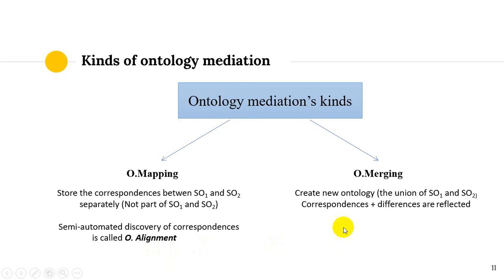When performing ontology merging, a new ontology is created, which is the union of the source ontologies. The merged ontology captures all the knowledge from the original ontologies. The challenge in ontology merging is to ensure that all correspondences and differences between the ontologies are reflected in the merged ontology. In some sources, we find that mapping and alignment are merged into one single process, which is matching. So then we talk about matching and merging. Later, we are going to see them in detail with two examples per process.